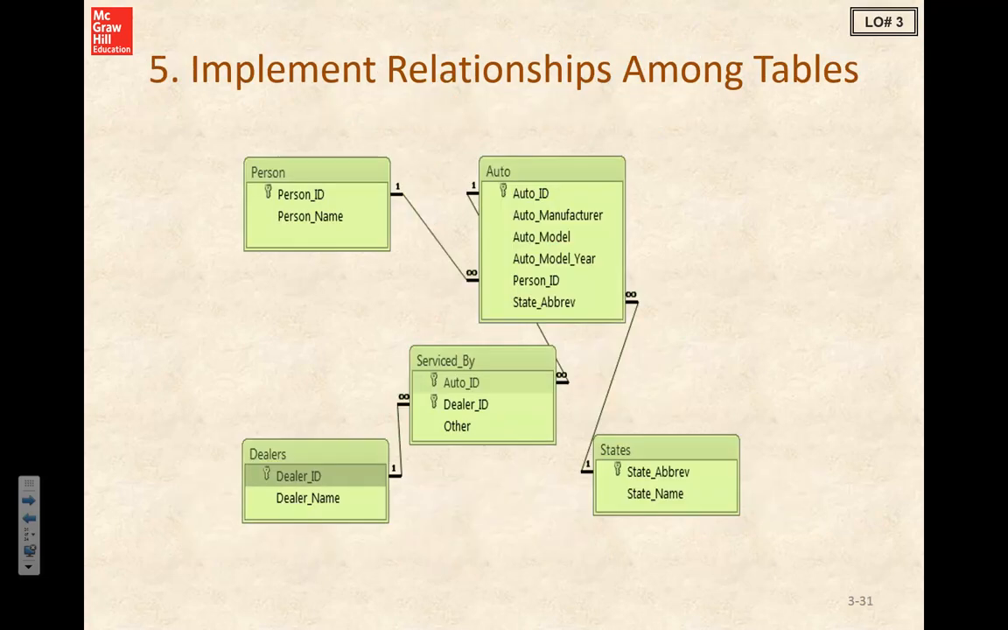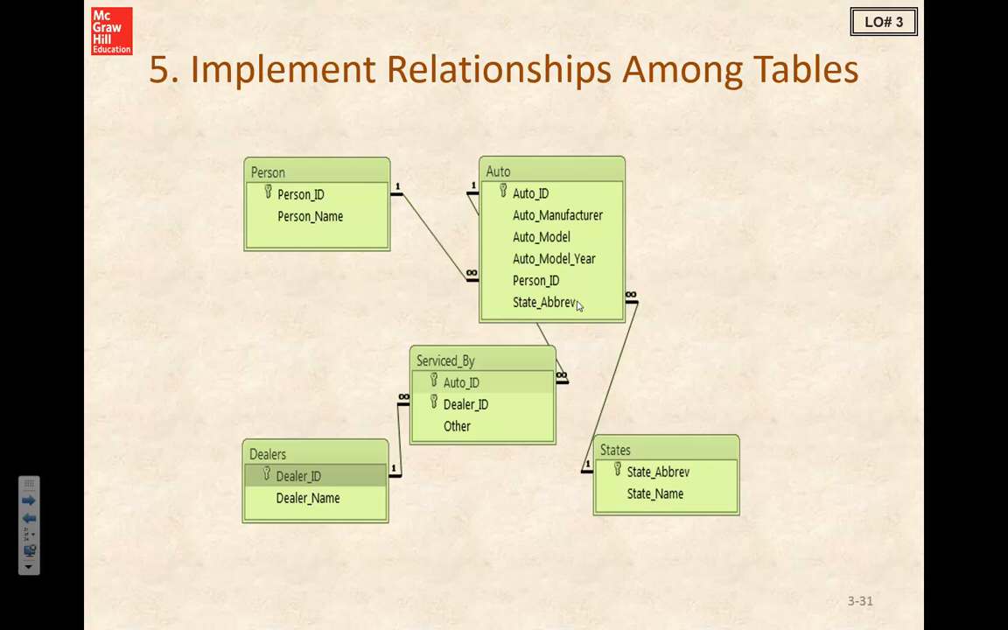Lastly, here we're taking a look at implementing relationships among our tables. So we can see our table of person. The primary key here is person ID, and we can follow that down our relationship to the many. We can see that person ID is a foreign key in the auto table. Okay? Or we could start in the states table. The state abbreviation is our primary key. If we follow that to our many relationship, that would be a foreign key in our auto class.